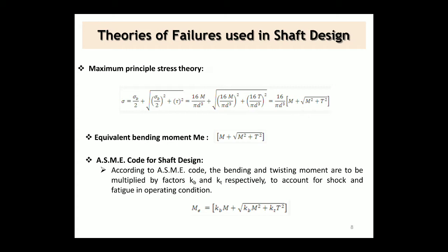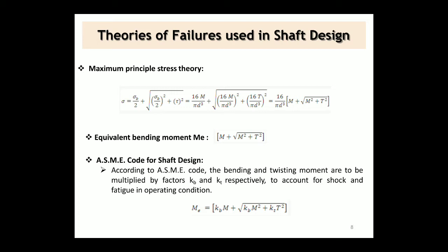So this theory gives us the equation, that is stress equal to sigma b by 2 plus root of sigma b by 2 square plus tau square. Here sigma b is the bending stress, tau is the shear stress.